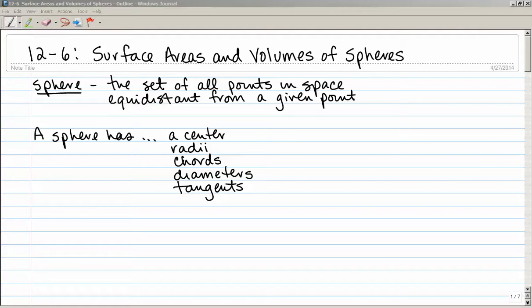A sphere, since it's a three-dimensional shape, refers to the set of all points in space that are the same distance from a given point, and that given point is the center. A sphere has a center, multiple radii, in fact an infinite number of radii, chords, diameters, and tangents.